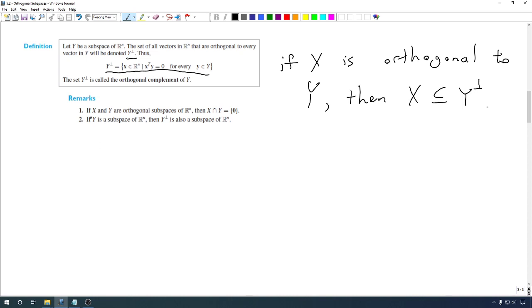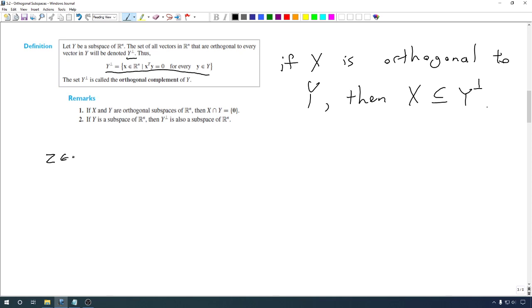I do want to mention this other remark that they include. Probably should have had it in before we defined the orthogonal complement, but they put it here. If x and y are orthogonal subspaces of Rn, then x intersected with y equals the zero vector. That means if x and y are orthogonal to each other, the only thing they can have in common is the zero vector. There can't be any other vector in both of them. This is not too hard to see.